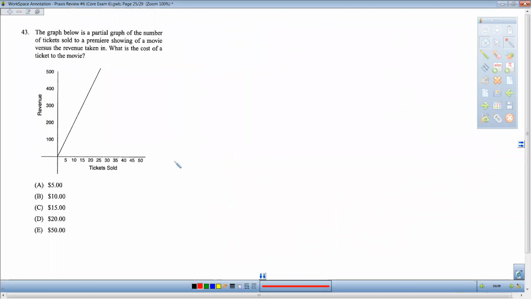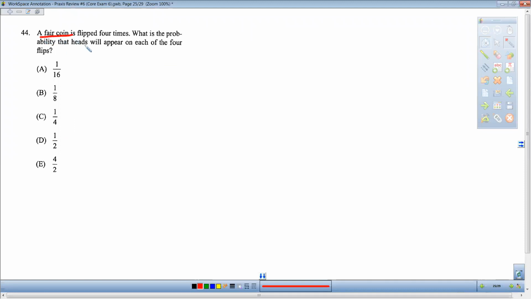Number 43, you're looking at a partial graph, and he just wants to know what's the cost of a ticket to a movie. Well, this is 0, 0, and we can see approximately that at 5, we're at approximately right at 100. So 100 divided by 5 should be 20. So that would be $20 a ticket, and that would be D.